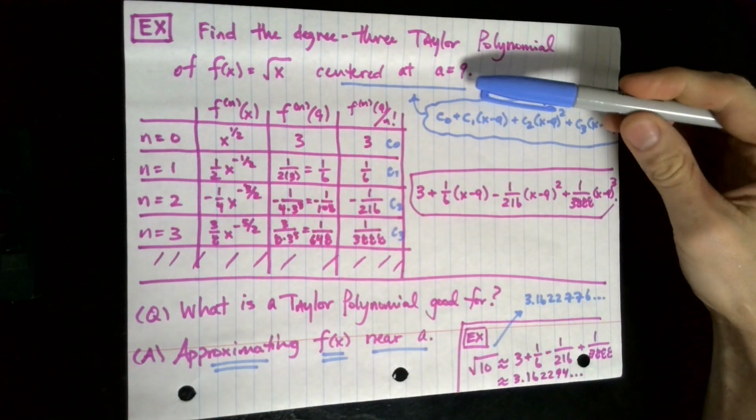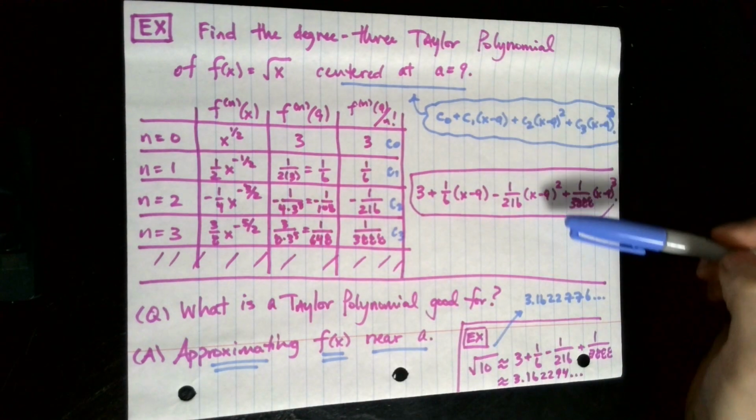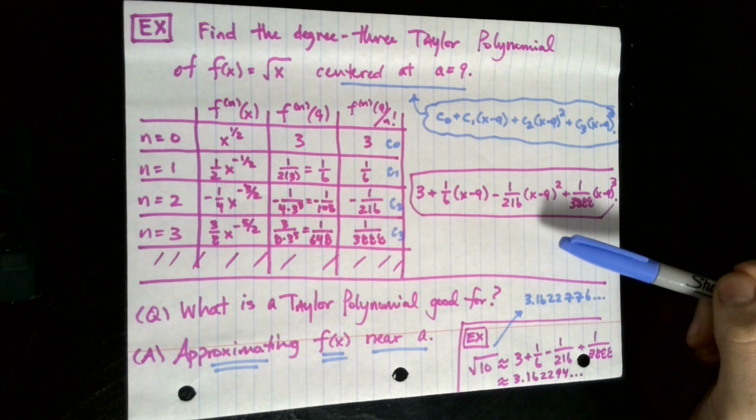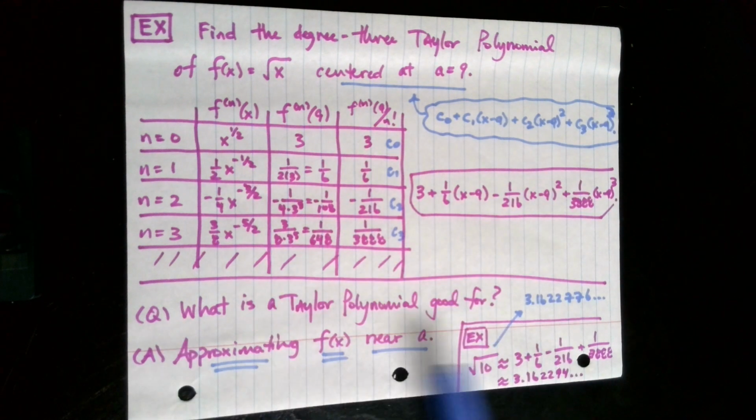No, but near a equals 9, it's going to give you a pretty good idea of what's going on. And so if I may, to come down here to the final question and answer for this portion of video: what is a Taylor polynomial good for? The answer is approximating the function.